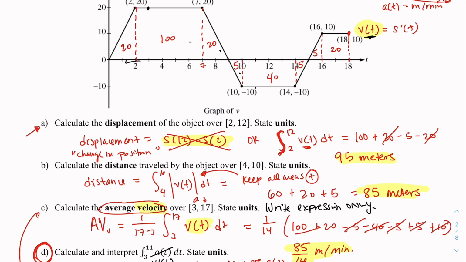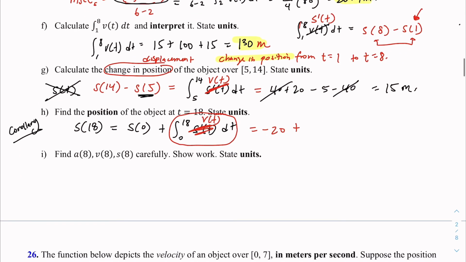So from here, we would have got 140 minus 50, just doing it quickly, plus 25. Now, did you get 115? I think so. If I made a mistake, I'm sorry. I'm just going to write down 115. But don't forget, we had that negative 20 from our starting position, so that leaves us as our final position at t equals 18 at 95 meters.